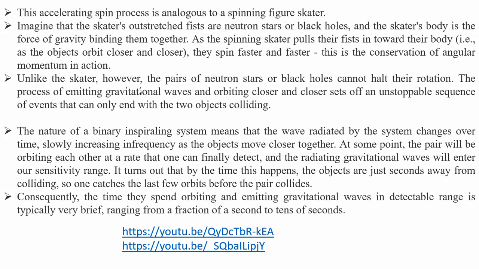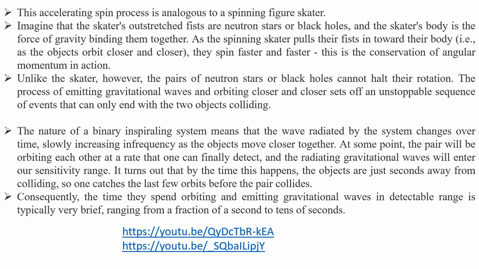Unlike a skater, however, pairs of neutron stars or black holes cannot halt their rotation. The process of emitting gravitational waves and orbiting closer and closer sets off an unstoppable sequence of events that can only end with the two objects merging. Therefore, the nature of a binary inspiraling system means that the waves radiated by the system change over time, slowly increasing in frequency as the objects move closer together.